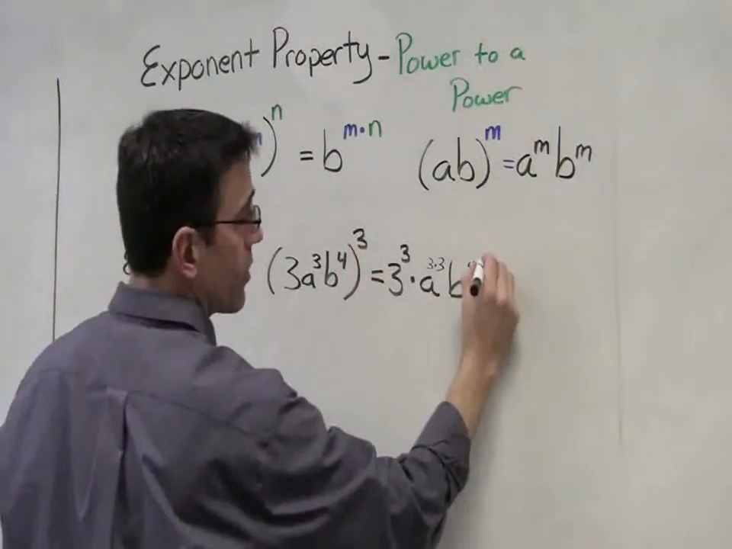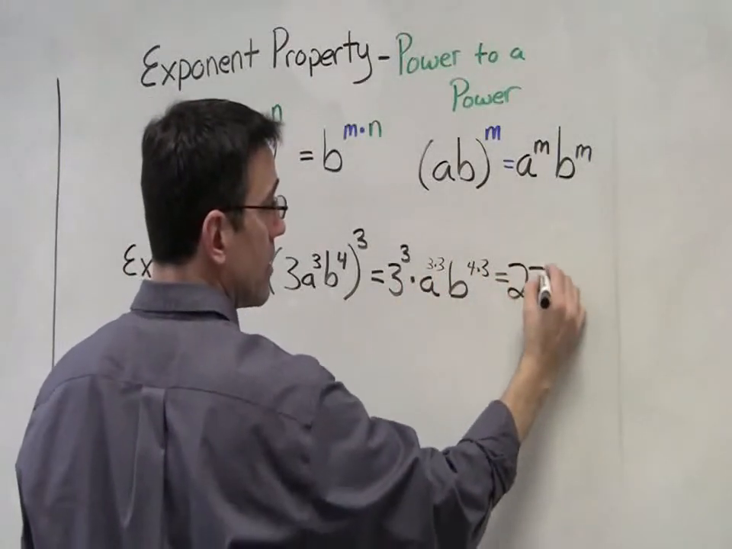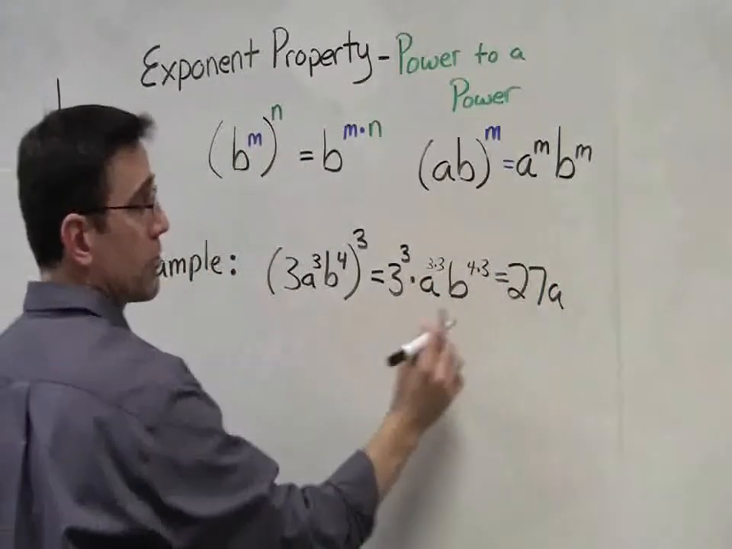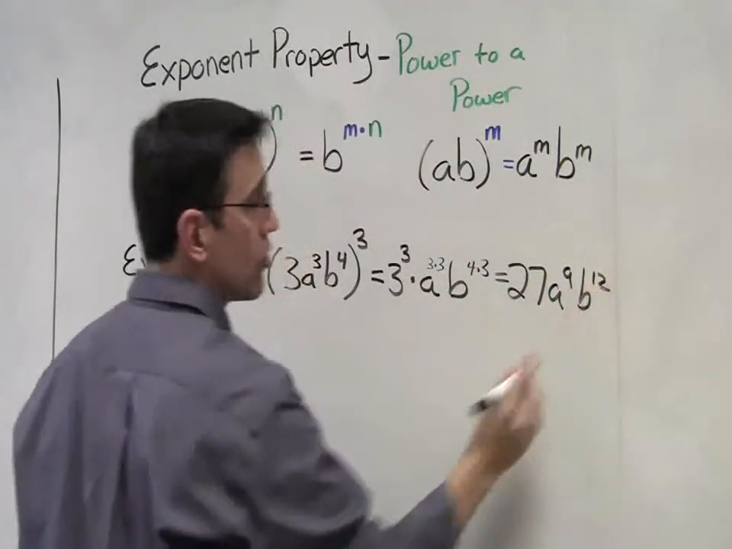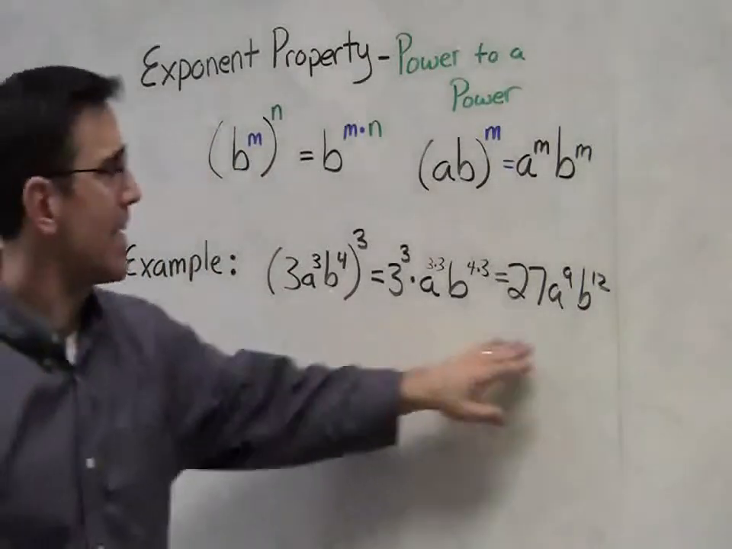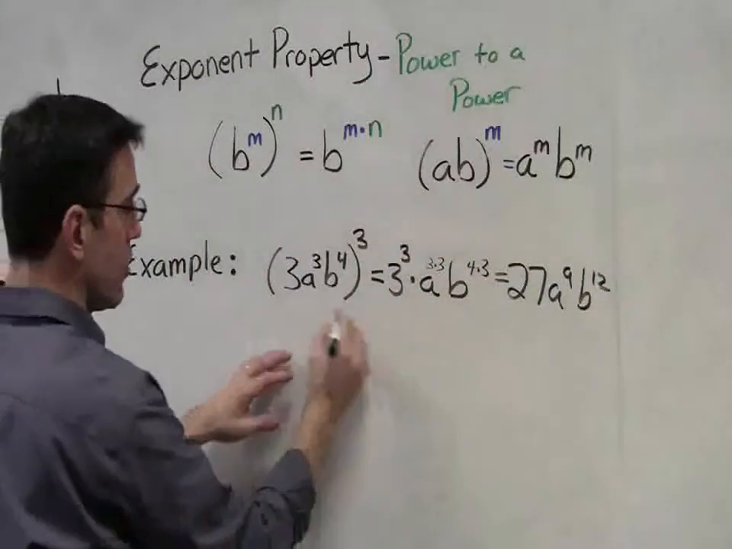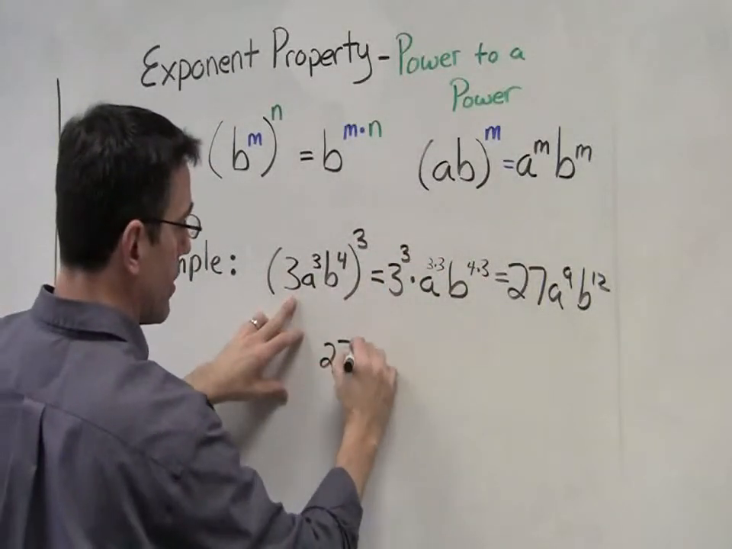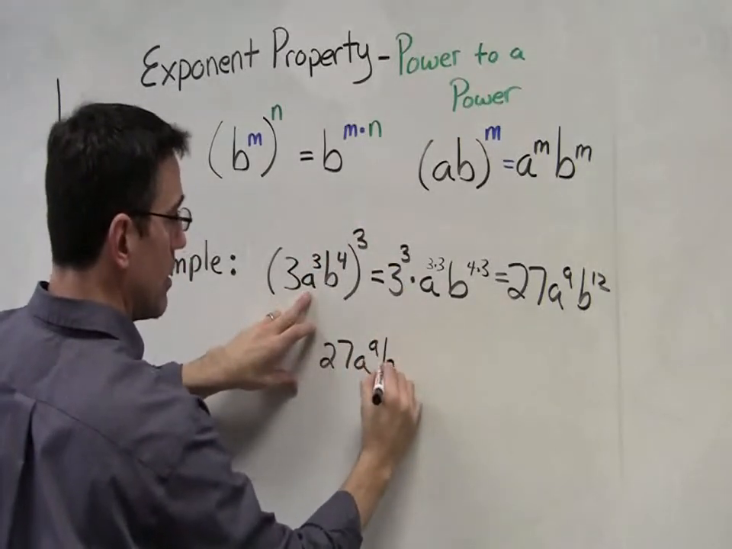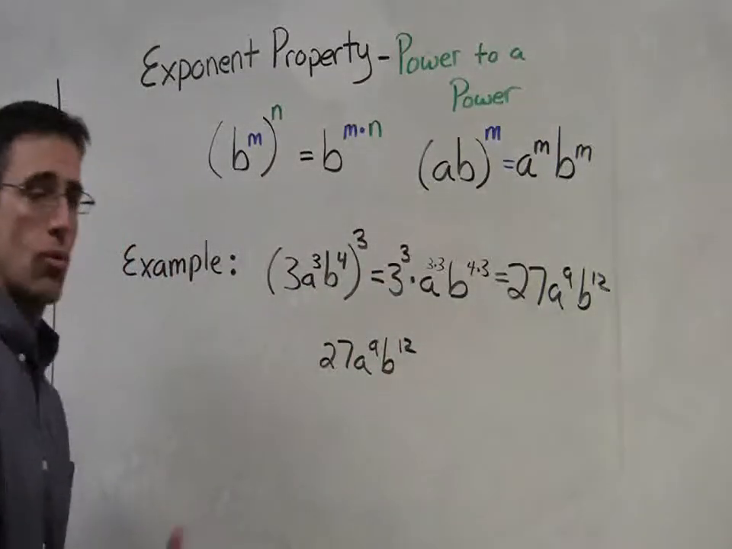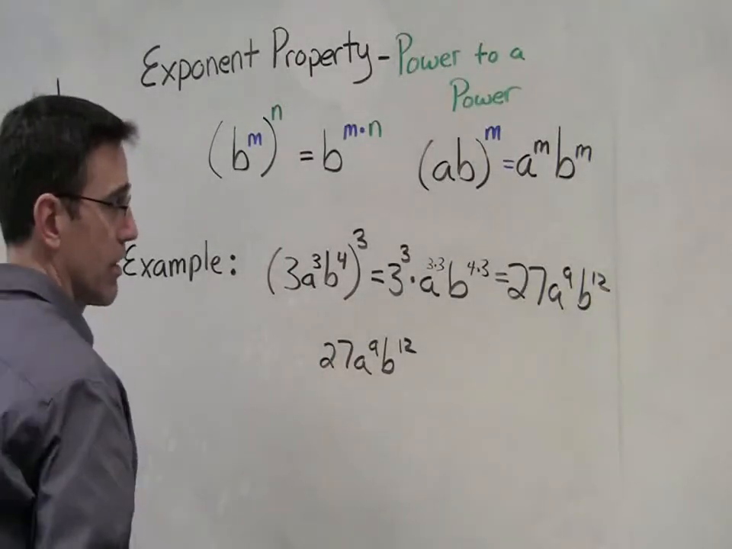So 4 times that 3. And so what I'm going to have is 3 to the third is 27. And then I've got a to the 3 times 3, which is 9. And I got b to the 4 times 3, which is 12. So again, once you get good at this, you don't really have to show this step. I mean, I would expect that you can just say 3 to the third power is 27. A, and then that's 3 times 3 because it's power to a power, which is 9. B to the 4 times 3, which is 12. I just don't want you to get confused with what we did yesterday. But if you can go from here to here, that's fine. Just make sure you get this 27 part right.